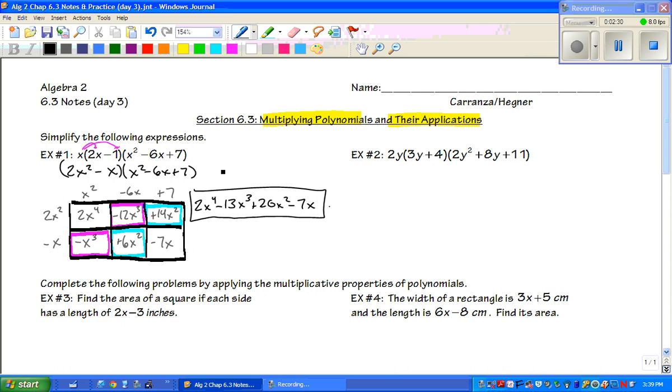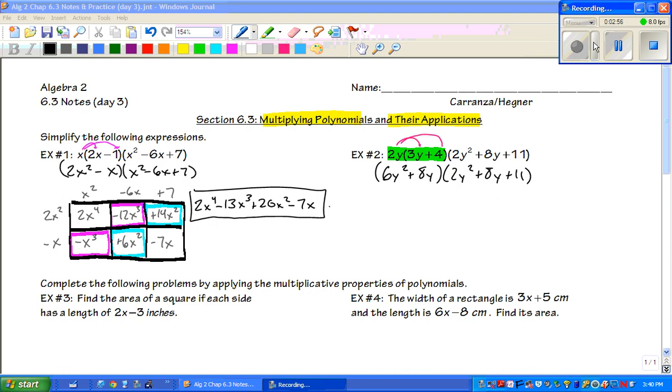Okay, example number 2, we're going to do the same thing, but I want you to try it first, okay? First thing you're going to do is just focus on those 2 things, distribute, and then I'll check, and then I'll check you again, okay? So go ahead and do the first part, pause the video, and good luck. Okay, so you should have gotten 6y squared plus 8y. And now you can do whichever method you want to multiply the rest of this out. I'm going to do the box method. So go ahead and pause the video, and good luck.